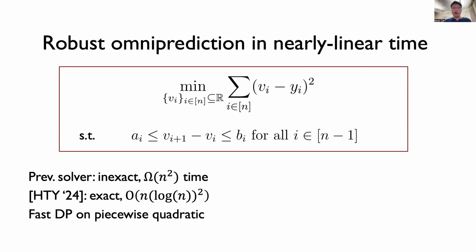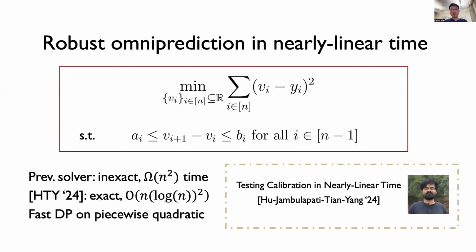Okay, so prior works were able to solve this problem inexactly using roughly n squared time. And we give a simple dynamic programming based solution that runs in nearly linear time, n log squared n. And roughly speaking, the idea is to maintain the solution via a piecewise quadratic that we update one at a time. This algorithm is heavily inspired by our prior work joint with Arun Jambulapati on solving a simpler problem known as calibration testing. And our algorithm basically generalizes this from a piecewise linear function to a piecewise quadratic function.